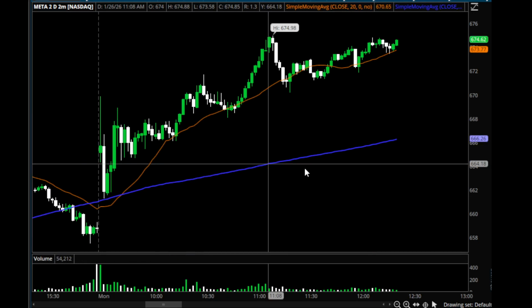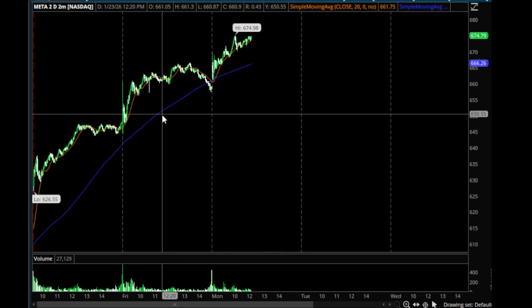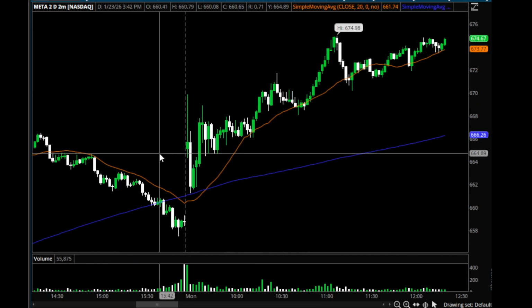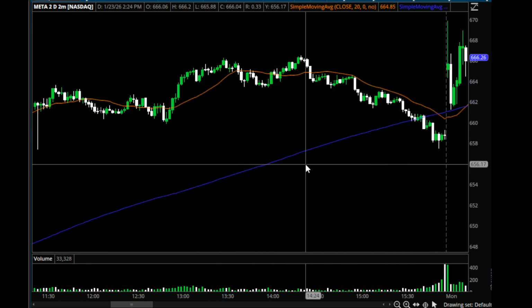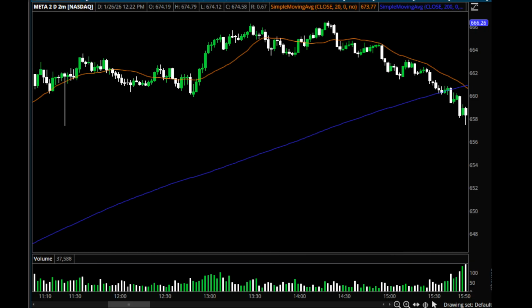Let's see. Just showing you guys this. Okay, so this is Meta here. So you can see this is the prior day right here. But look at the price action, right? You see how the 200's pointing up, the 20's trending down. We don't have a tight SMA. It's wide across. It's wide from each other. You see how we have that? We want more of a tight SMA, but let's just do it for poops and giggles.